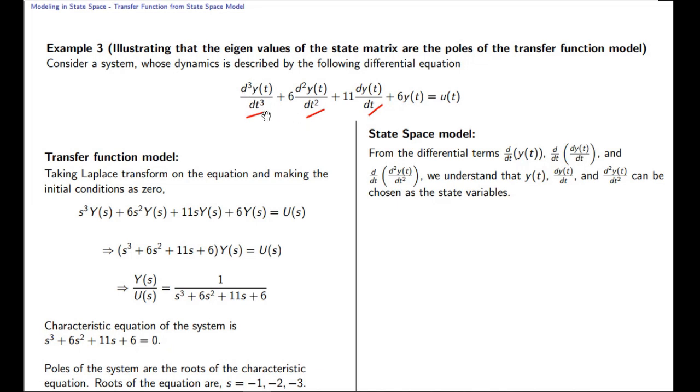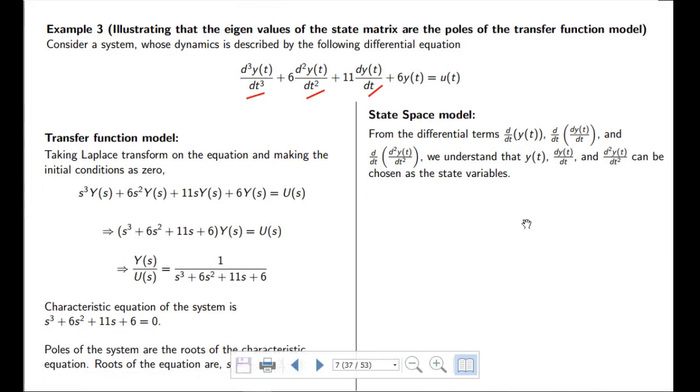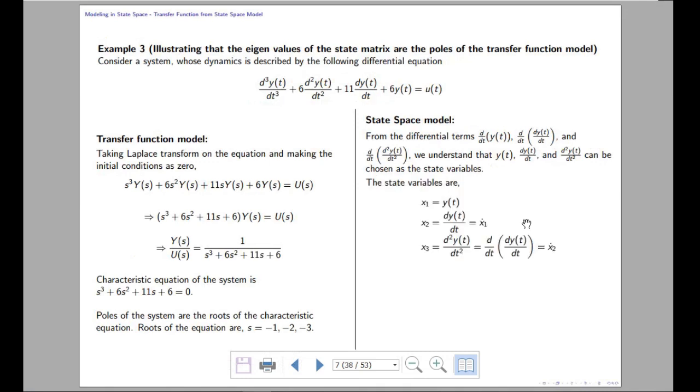And let us look at this differential term. This is nothing but d by dt of d square y by dt square, which conveys a message that d square y by dt square is also a variable which varies with respect to time, and therefore that also can be taken as a state variable. So the state variables we can take are y of t, dy by dt and d square y by dt square.